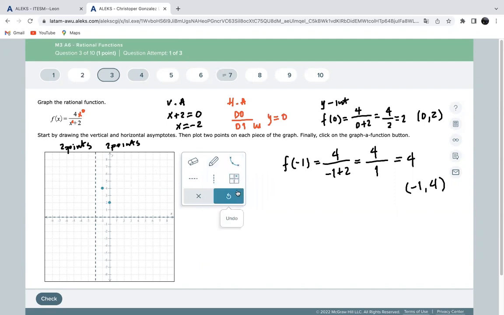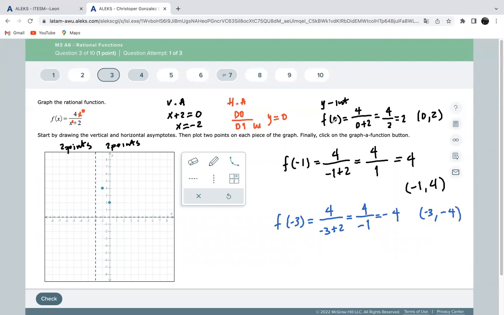4. Now that we have those two, we need to find another couple of coordinates on the other side of the vertical asymptote. We have the asymptote at minus 2, so let's use minus 3. f of minus 3 is equal to 4 divided by minus 3 plus 2, and that's 4 divided by minus 1. We get minus 4. The coordinate is minus 3, minus 4.